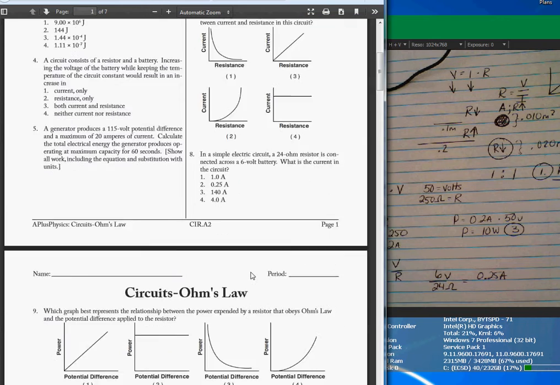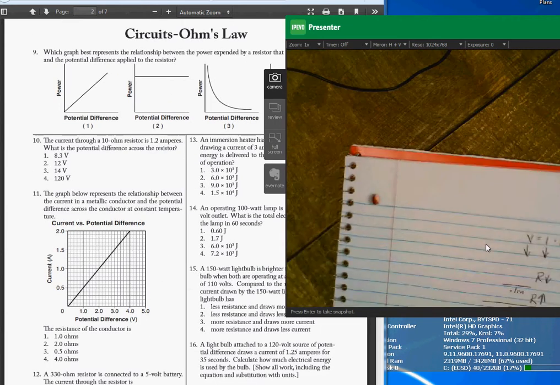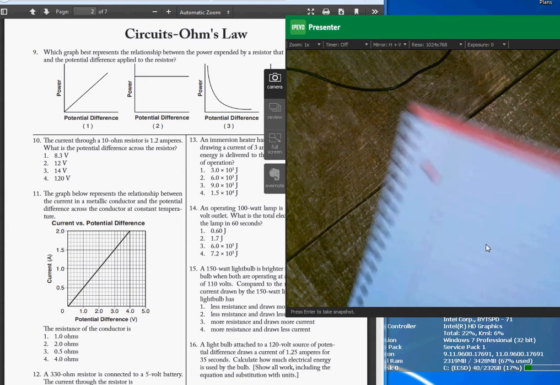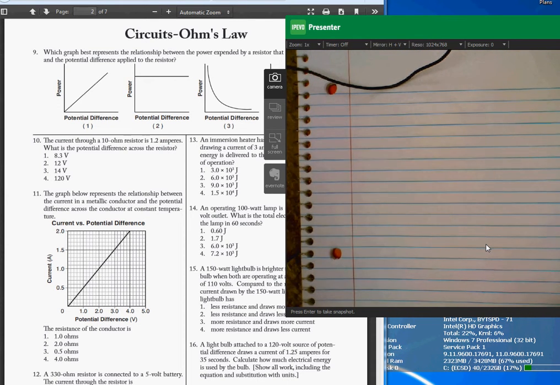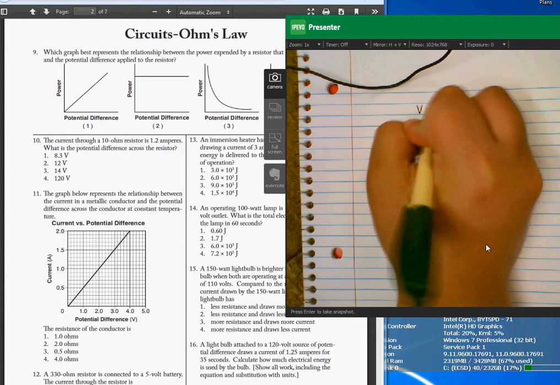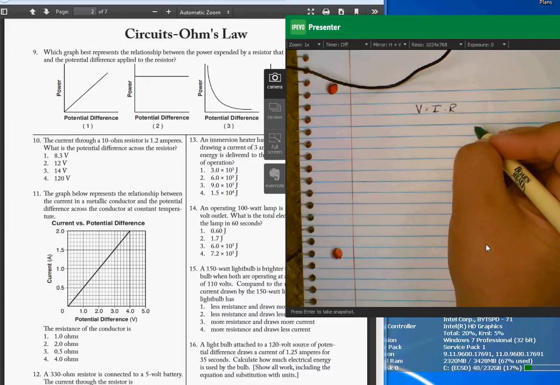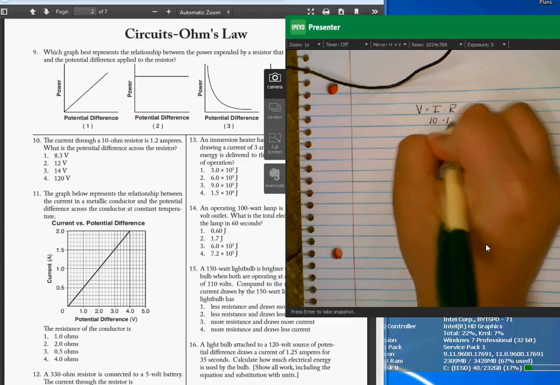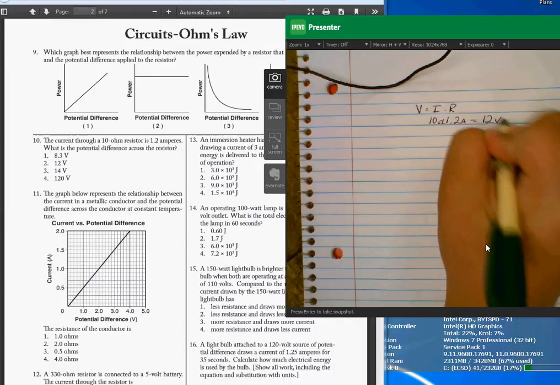Same thing, we're going to do question number 10. The current through a 10 ohm resistor is 1.2 amperes. What is the potential difference across the resistor? So if they're saying potential difference, that means they're just talking about the voltage. So voltage equals I times R, again for Ohm's law, which means we're just taking 10 ohms times 1.2 amps, and that gives you a voltage of 12.